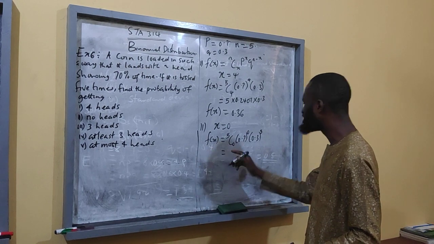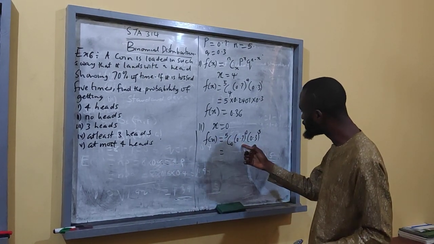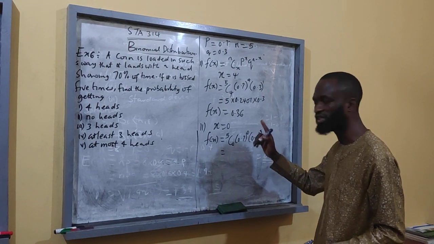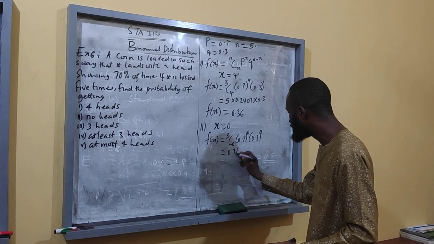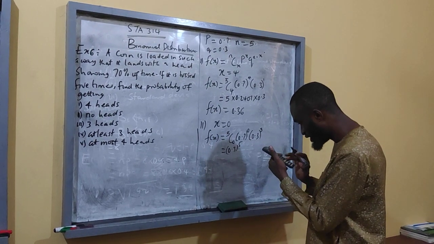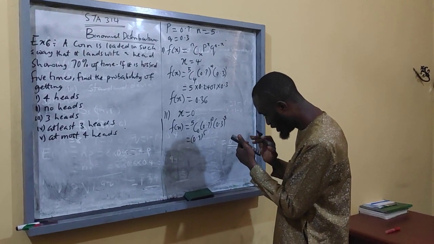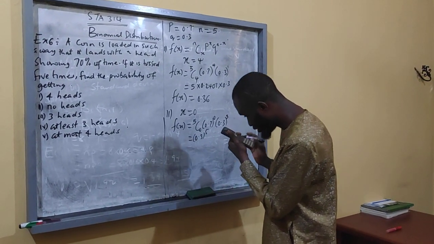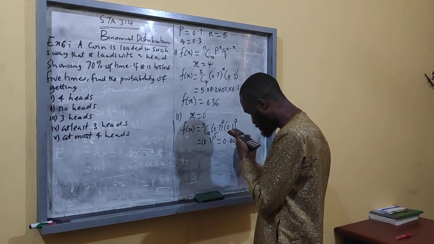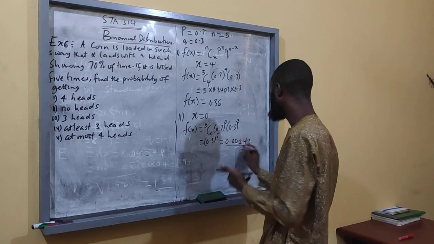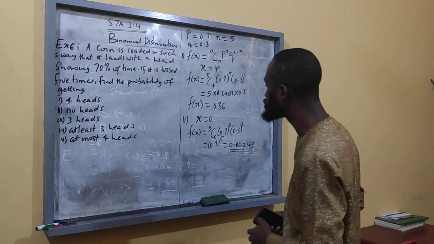Now, 5 combination 0 is 1. Anything combination 0 will give you 1. 0.7 raised to power 0 is 1. Then the answer is 0.3 raised to power 5. And what is that? 0.3 raised to power 5 is going to give us 0.00243. That is the answer to the Roman figure 2 question.